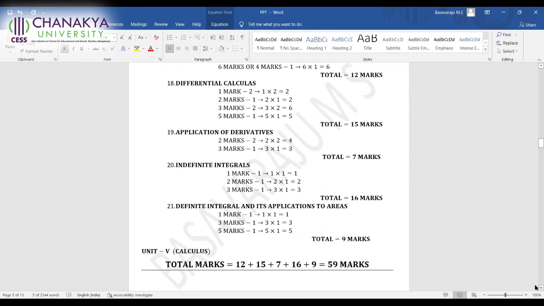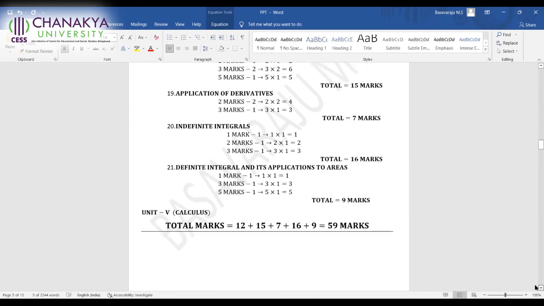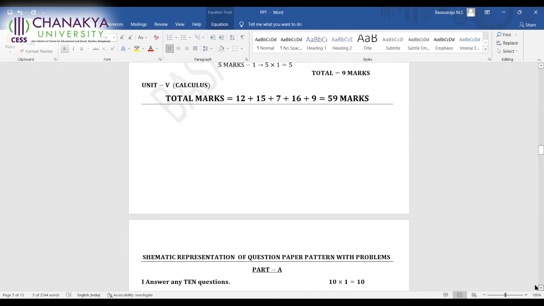So this is all about the unit-wise division of marks. Just, is anybody having a doubt regarding the marks distribution?